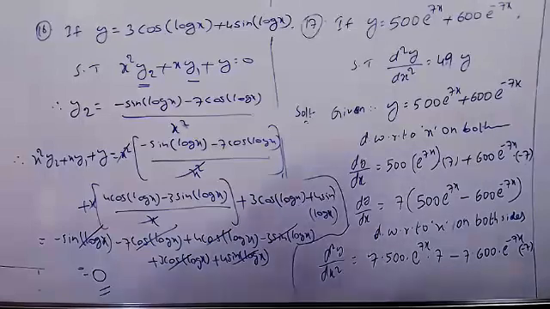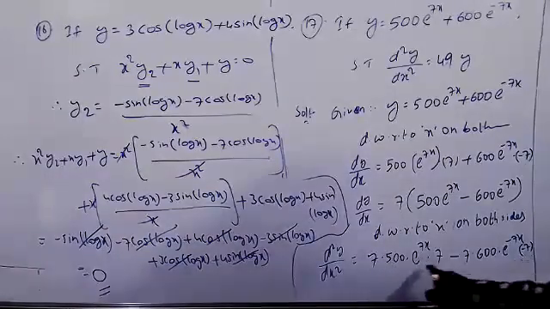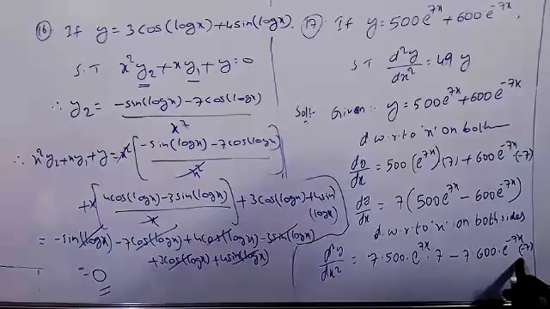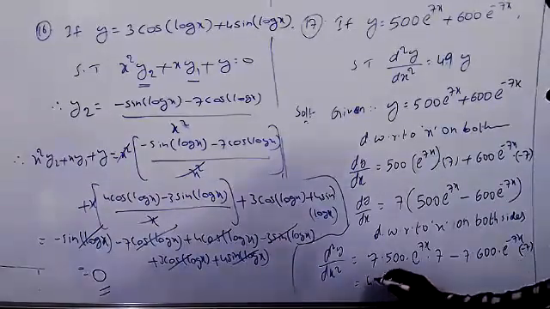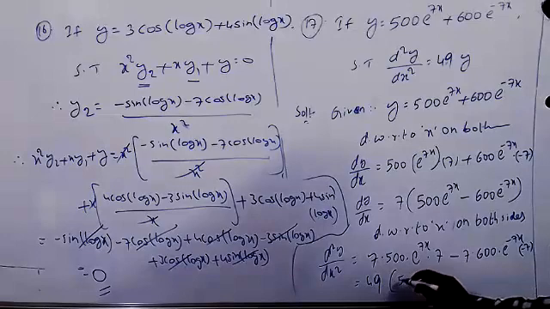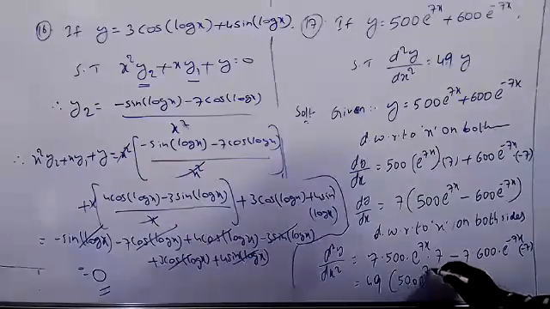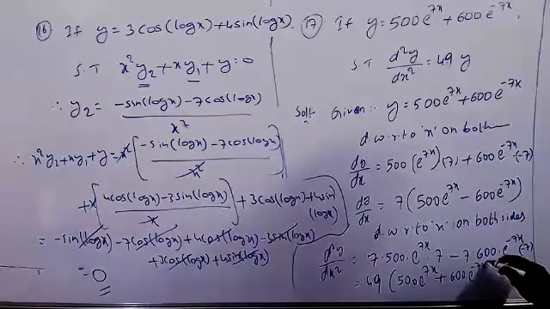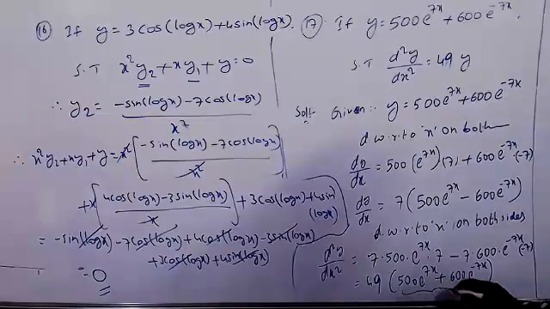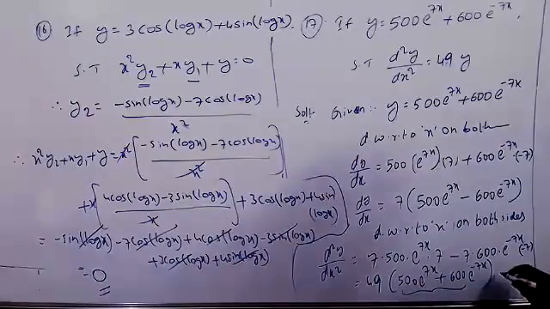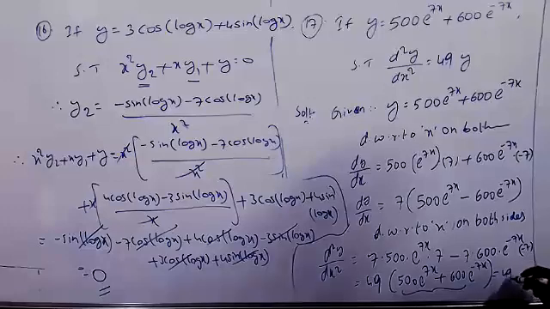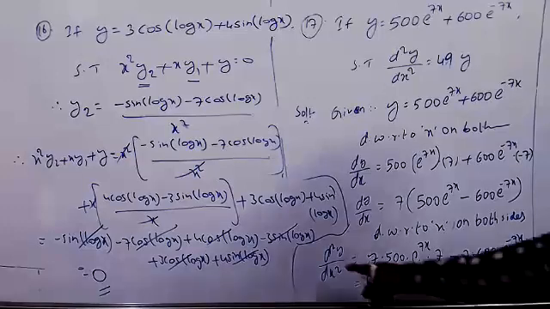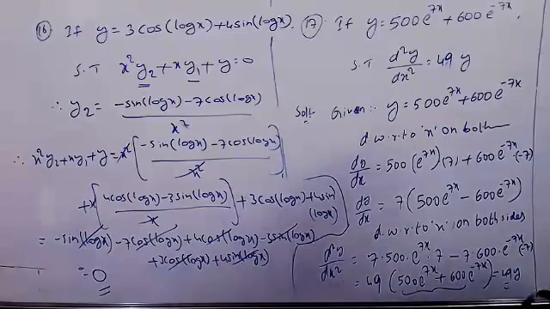So clearly you can take, 7 sevens are 49 and 7 sevens are 49. So 49 you can take outside. So 49 into 500 e power 7x, minus into minus will get plus now 600 into e power minus 7x. This is the value of y. So clearly you can write now it is equal to 49y. So d square y by dx square equal to 49y. So we have to prove this only.